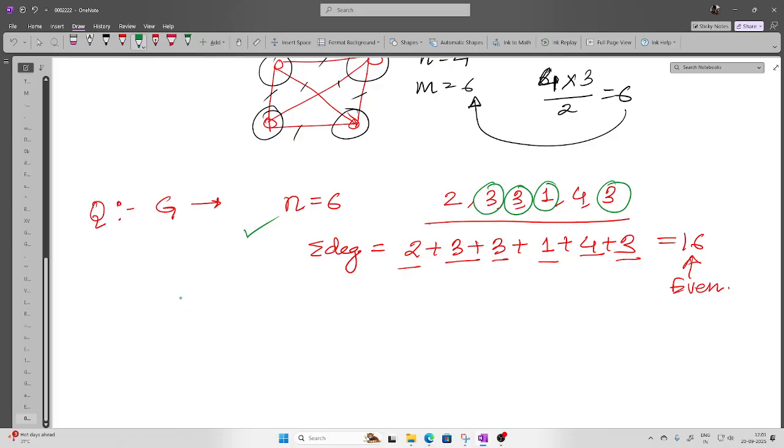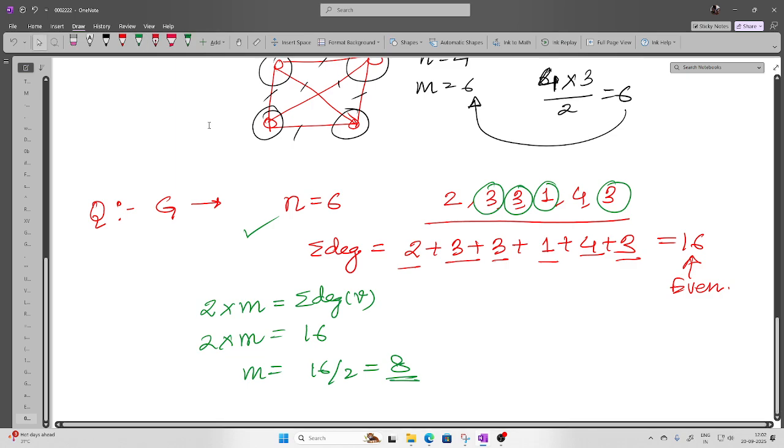Now the question is asking how many edges this graph has. So we know twice the number of edges will be equal to the sum of degrees of all the vertices in that graph. So this is 16, this is 2m. So m will come out as 16 by 2, that is 8.